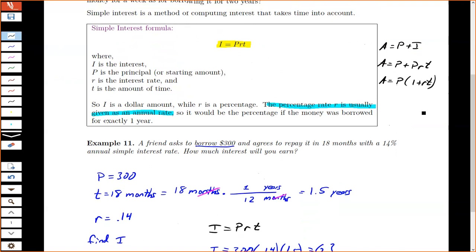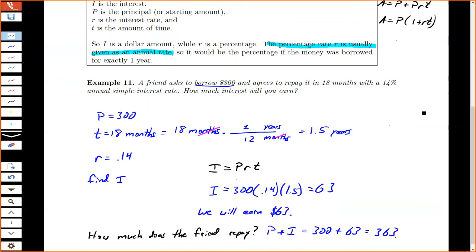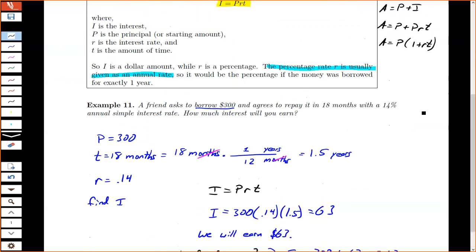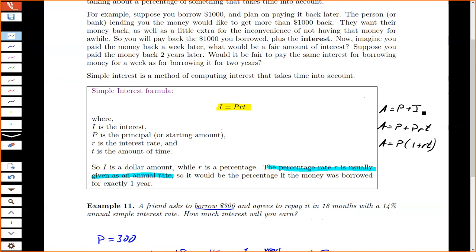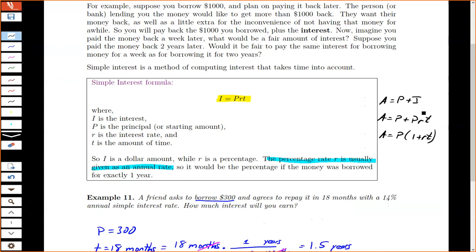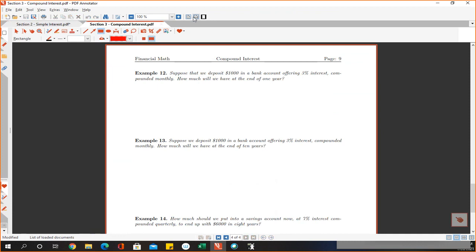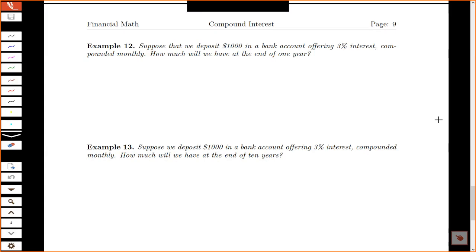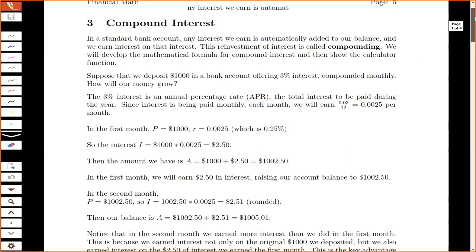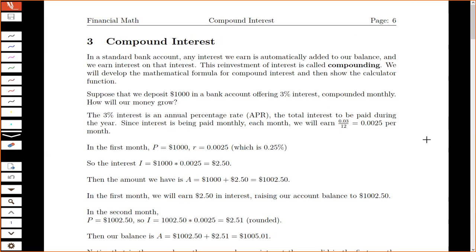Okay. So what I want to do is jump in and show you compound interest. Compound interest is kind of the same idea. We just make it make a little bit more sense. So let's spend our time on compound interest. And here's why compound interest makes more sense.